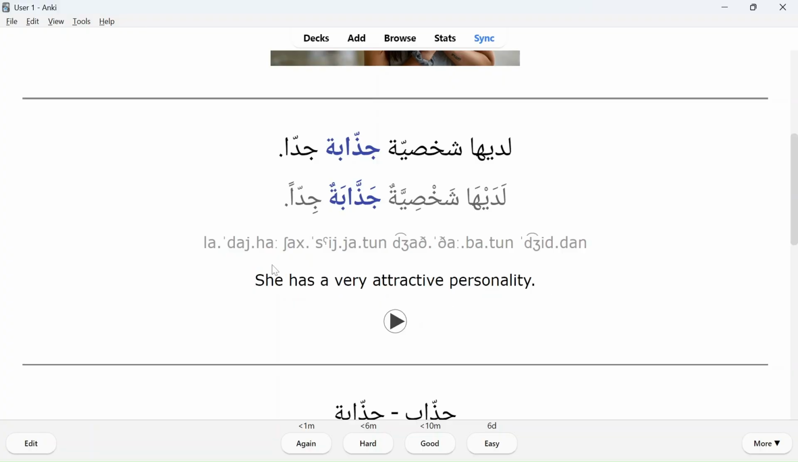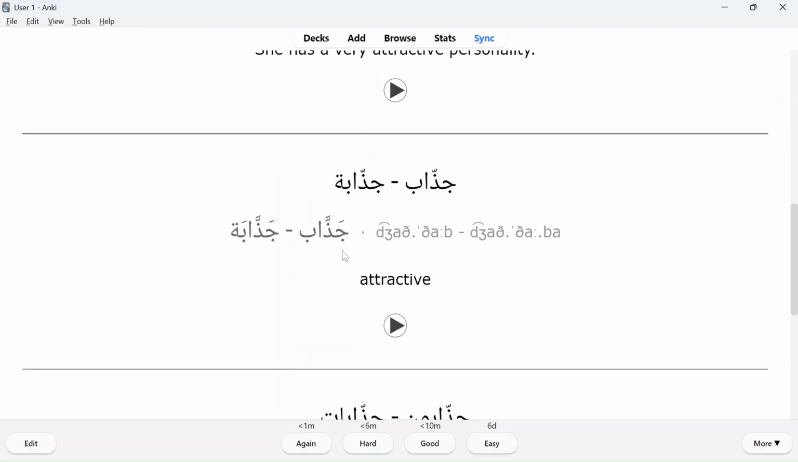لديها شخصية جذابة جدا. And again, you can use the harakat, you can use the IPA, you can use the audio, whichever helps when it comes to pronunciation. These are all just little aids, little things I put here for you to make it easier for you when it comes to pronunciation. And of course, hearing it as well with audio.